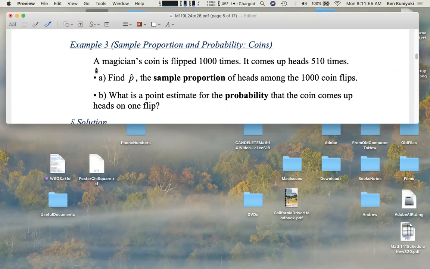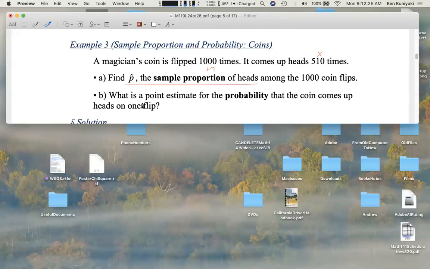So you take this coin and you flip it 1,000 times. It comes up heads 510 times out of the 1,000. So out of the 1,000 times, that's n, the number of trials, you get x successes, 510. That's the number of heads because you're counting heads. Those are successes. Part A, find p hat, the sample proportion of heads among the 1,000 coin flips.